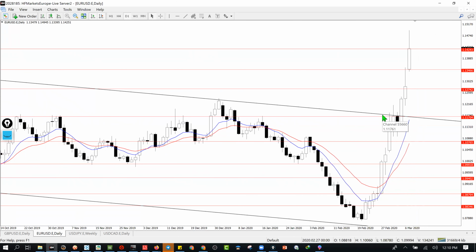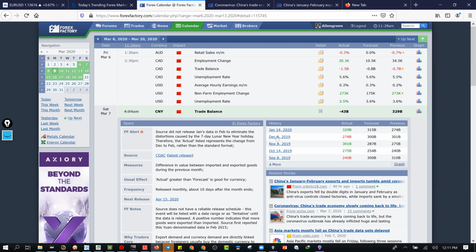And here are our previous results of the trade balance. Actually, there wasn't a release. The source did not release January data in February to eliminate the distortions caused by the 7-day lunar new year holiday. Therefore, the actual figures listed represent the change from December to February. So this was the information gathered from December to February, and this was the result released on Saturday. No wonder all the prices in the market had a lot of gaps up.